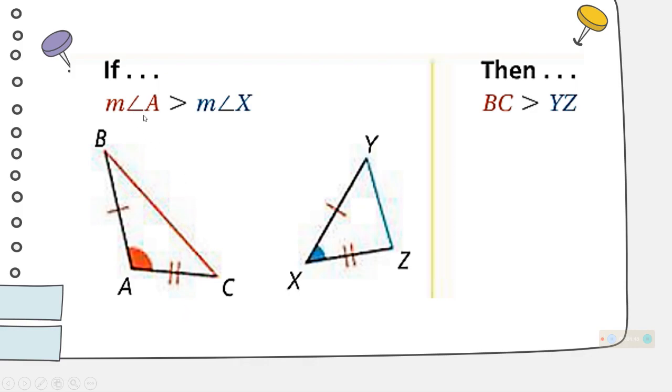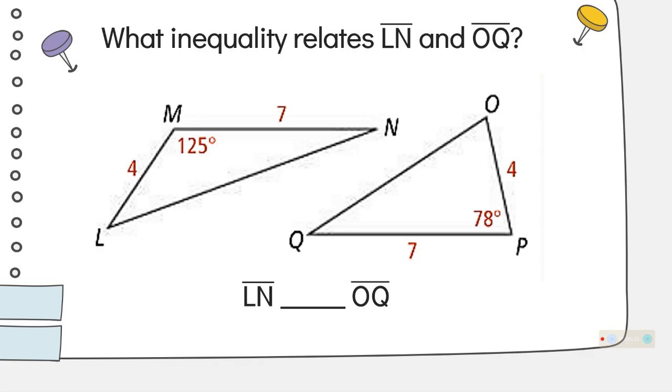If the measure of angle A, this one, is greater than the measure of angle X, this one in blue, then side BC, this one, is greater than side YZ. Because, again, angle A is greater than angle X. So that's why side BC is longer than side YZ. Is it clear? Okay. So, let's have these examples.